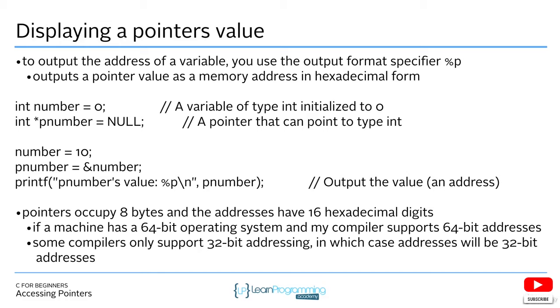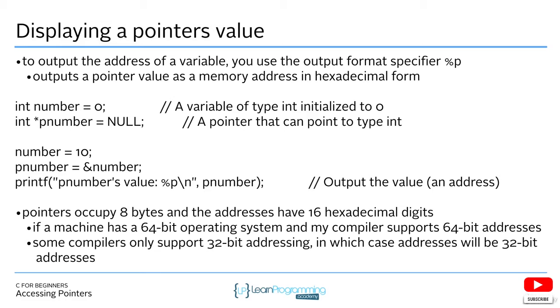So the value of p number is actually going to be an address. If we were to try to print it out, we would use %p, and that would be the value of the address. If we wanted to print out what it's pointing to, we'd have to dereference it using the indirection operator. But when you print out the address, it prints it out in hexadecimal. And pointers occupy 8 bytes in memory, and addresses have 16 hexadecimal digits.